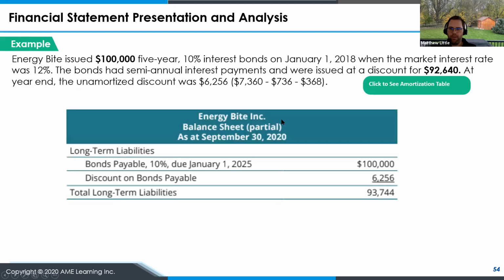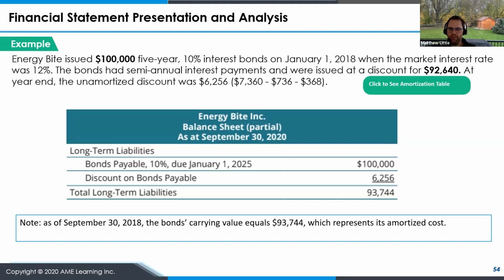So for example, we had our $100,000 bond issued. It was issued at a discount of $92,640. Okay. So our presentation here, bonds payable. This is going 9 months forward. Okay, so this is September 30th, so 9 months after the first issuance. So it's worth, our net book is $93,744, and we show the discount.